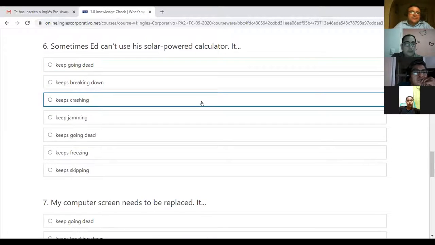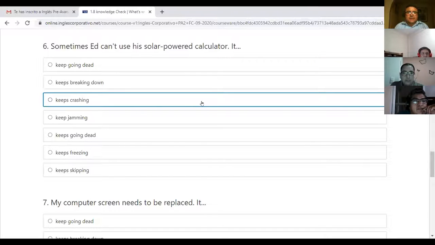It keeps going dead. That's a possibility. So you're using it, it goes dead, and then the next day it's working normal again. What is another possibility for number six? It keeps going down. Okay, it keeps breaking down. It keeps going dead. Yes.